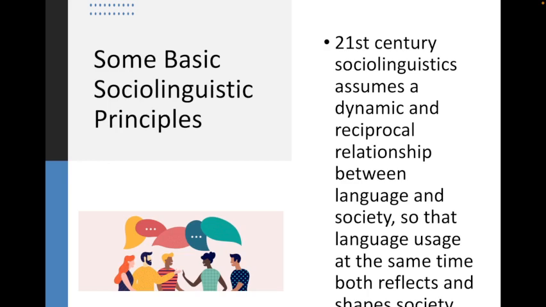In the 21st century, sociolinguistics assumes a dynamic and reciprocal relationship between language and society, so that language usage both reflects and shapes society. Right now our language differs and is dynamic. It changes over time. We use a lot of language now that was not applicable before, and we have new words or reactions that are new according to us millennials and Generation Zs. Our language in a society may change and also vary.